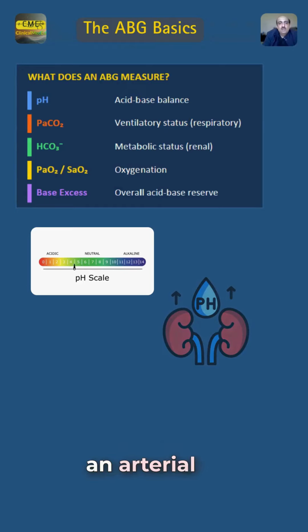5 components of an arterial blood gas. pH is to look at the acid-base balance. PaCO2 is to look at the ventilatory status. Bicarbonate for the metabolic status, predominantly from renal perspectives. PaO2 and SaO2 are the partial pressure and the oxygen saturations. And base excess is to look at the overall acid-base reserve in the body.